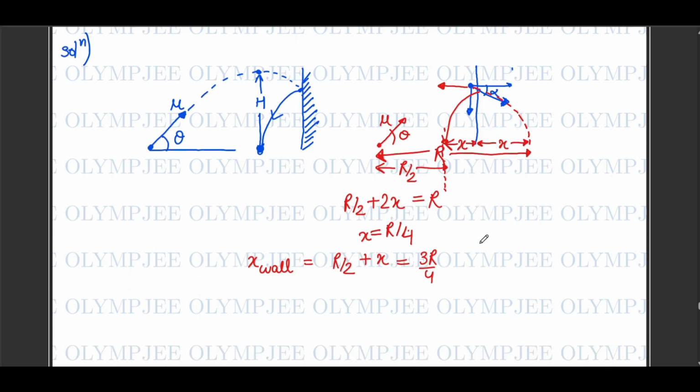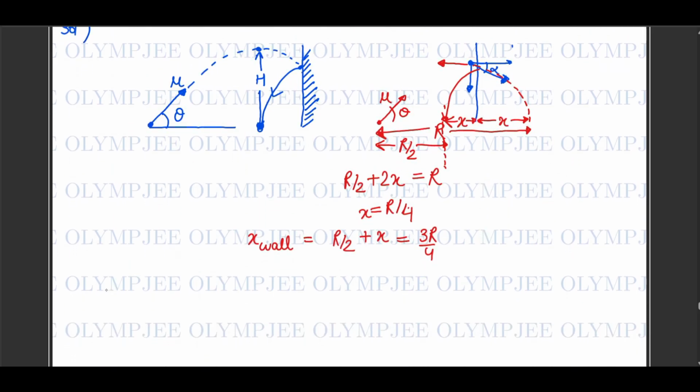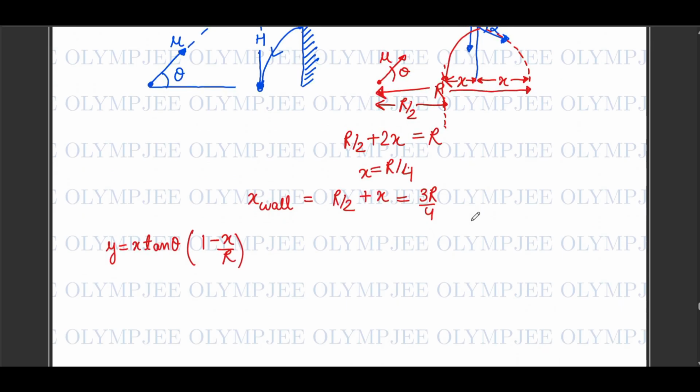And we know that the equation of a trajectory of projectile motion is given as y equals x tan theta times 1 minus x by R. So from here we first obtain a relation between the maximum height and the range, which is H is equal to R by 2, since maximum height is obtained at R by 2, tan theta times 1 minus R by 2 divided by R, which gives us R tan theta by 4.